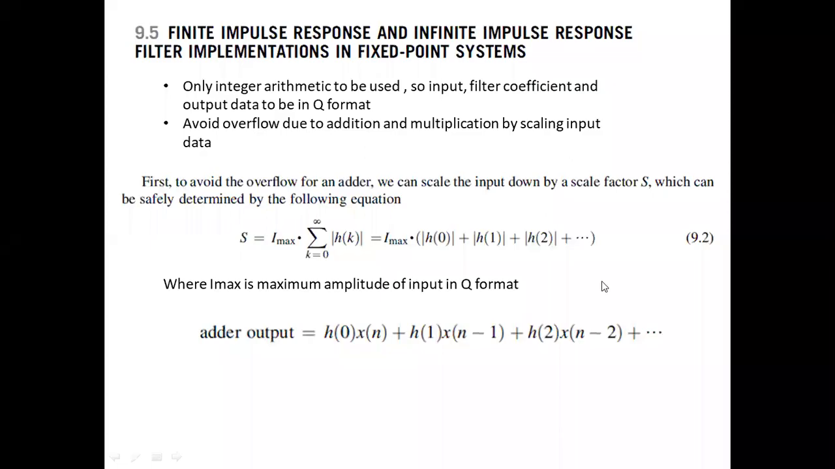Hello everyone. In this video, we will be talking about the situations we have to face if at all we have to implement an FIR filter and an IIR filter in a fixed point processor, where we are bound to use a Q notation. Usually it is Q15 notation, where the maximum and minimum possible numbers that you can represent range from -1 to +1.